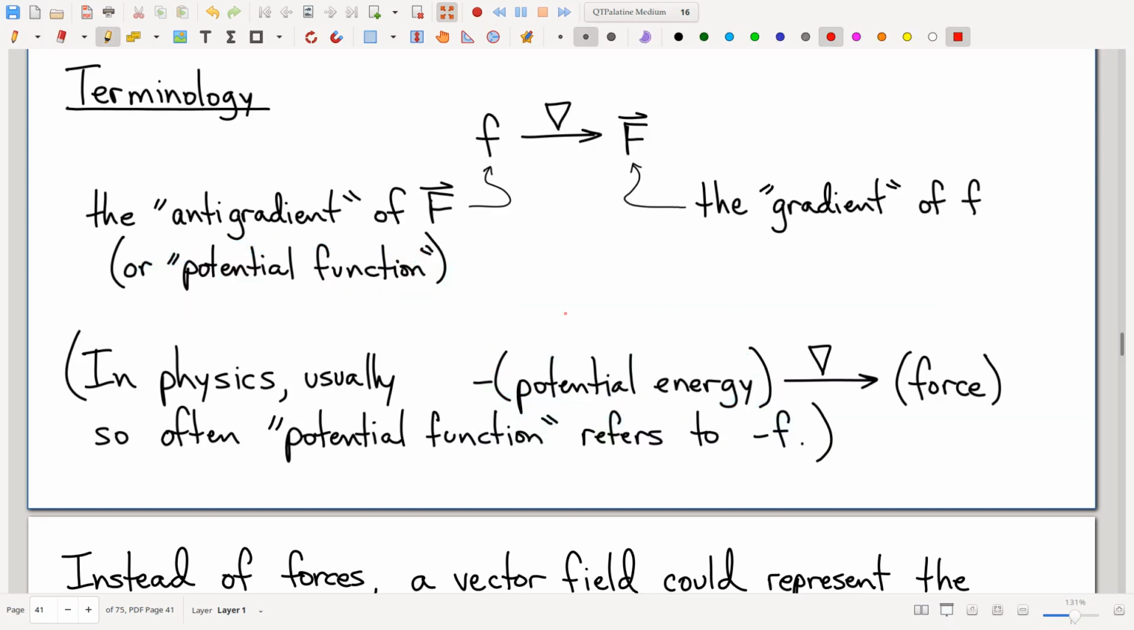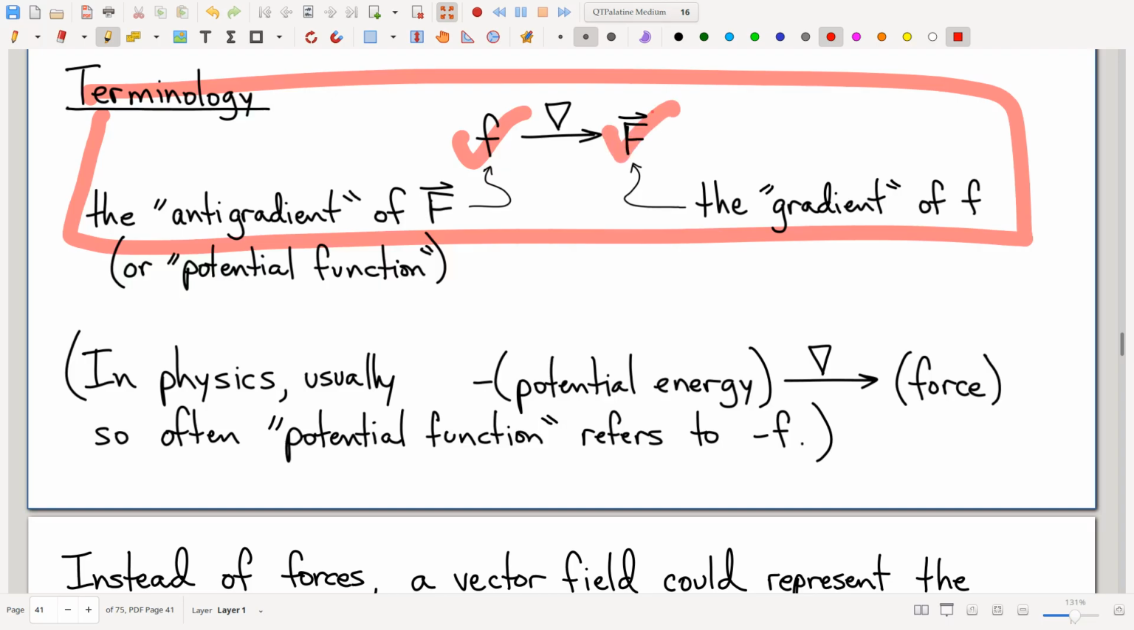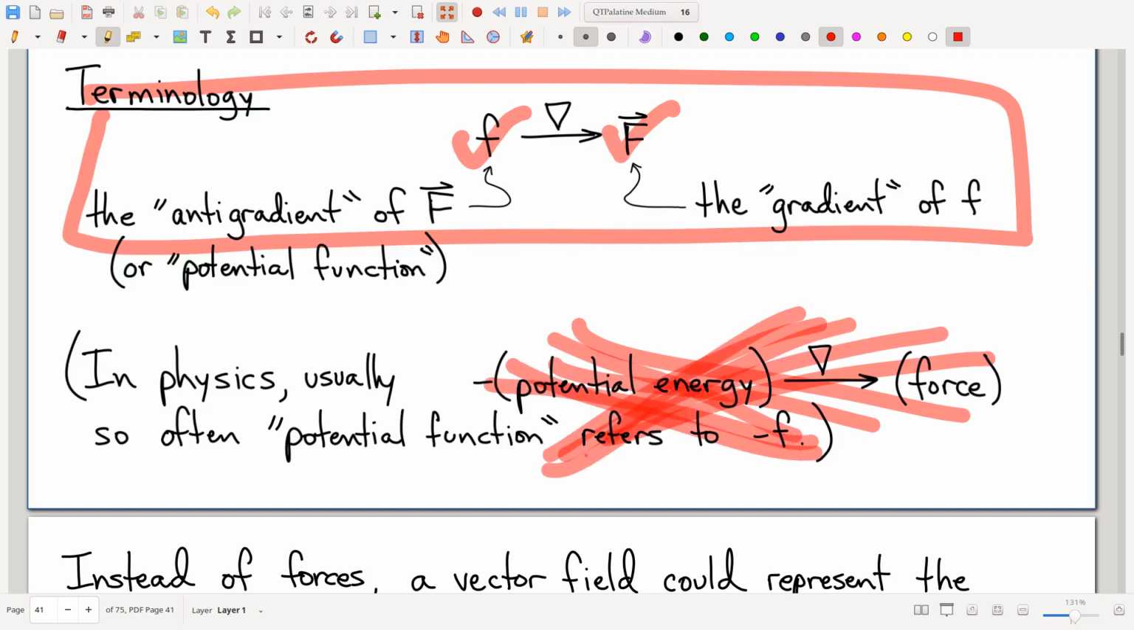I'm also going to make the observation that there are plenty of situations where we're interested in functions and their corresponding gradients that have absolutely nothing to do with forces or potential energy or even physics.